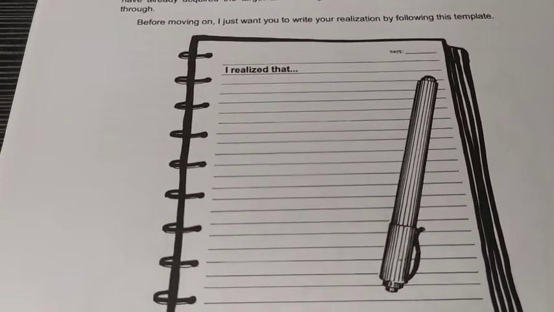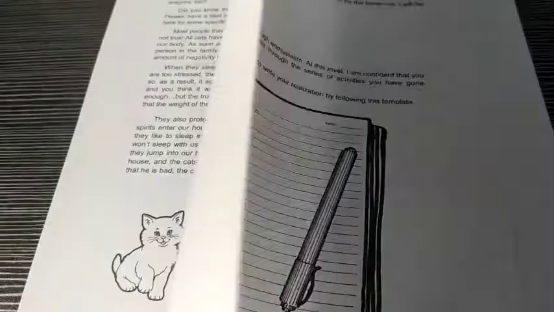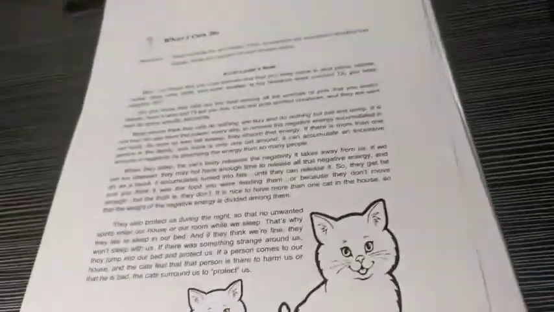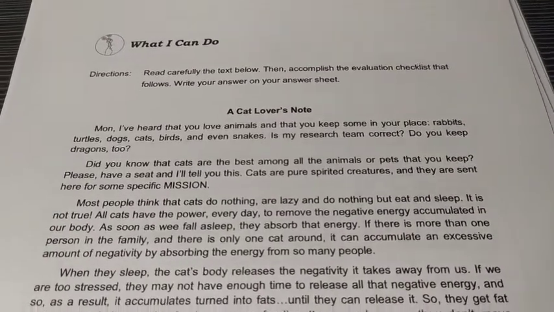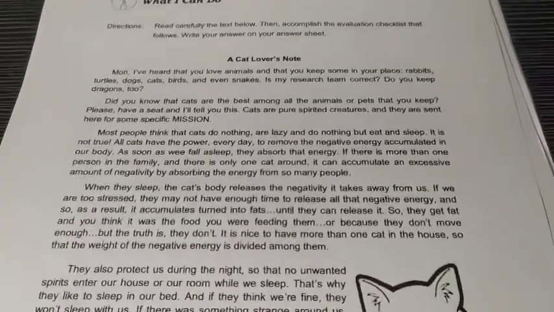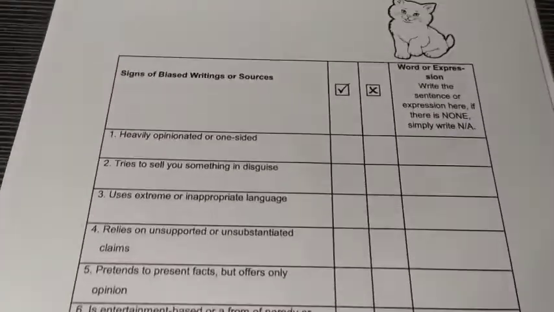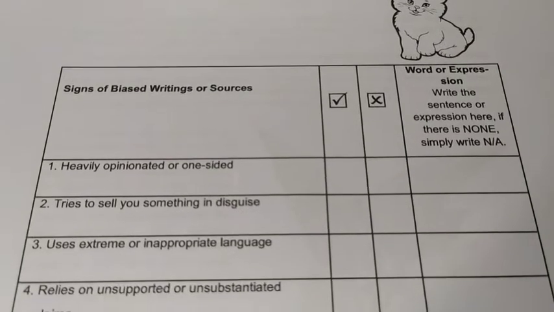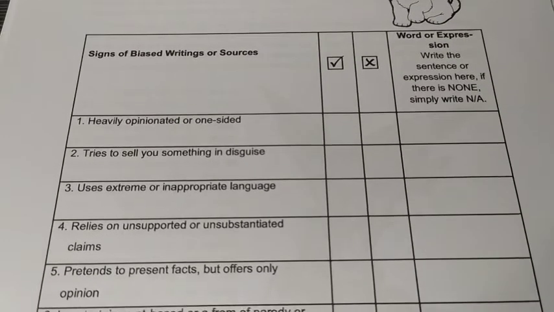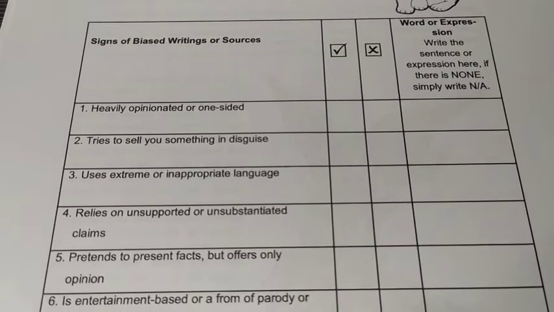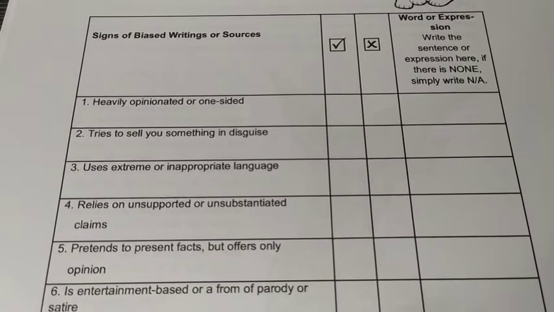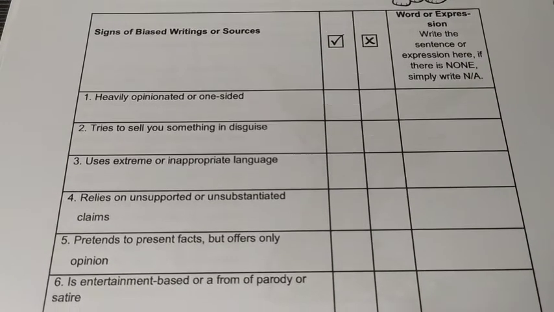"I realize that prejudice and bias are different in terms of..." So it depends on what you have learned. Then, for "What I can do," you will read the text and accomplish the evaluation checklist. Signs of biased writing or source: check or cross. Check if it's biased, then X if it's not. Then write the sentence or expression here. If there is none, simply write an X.